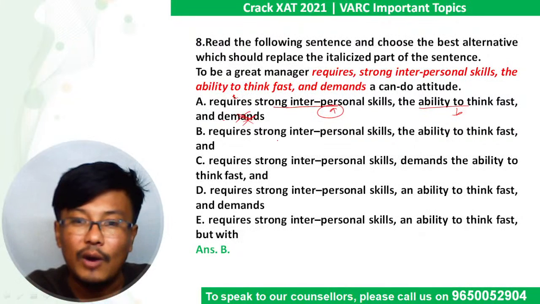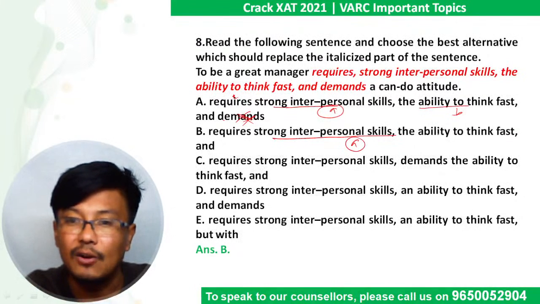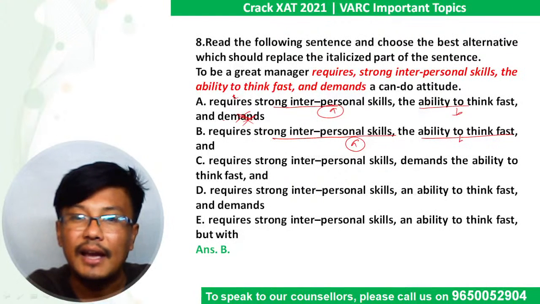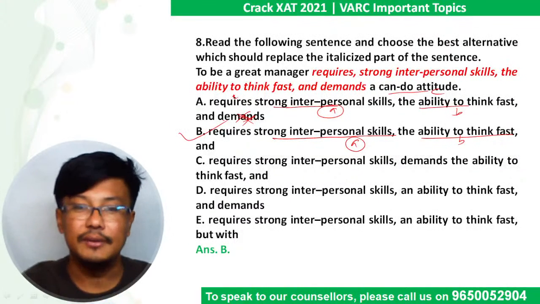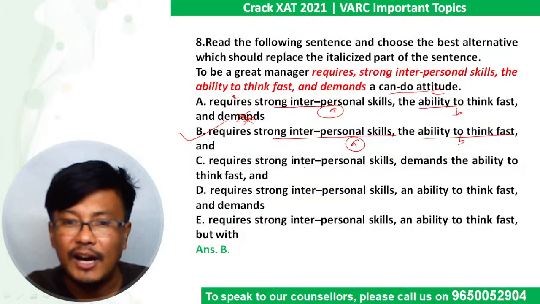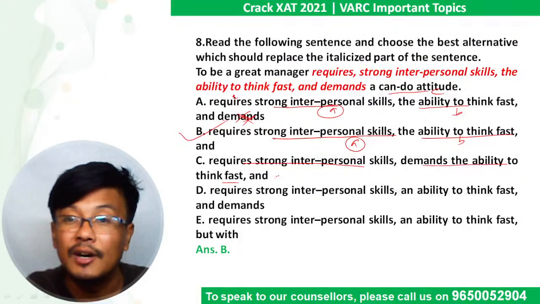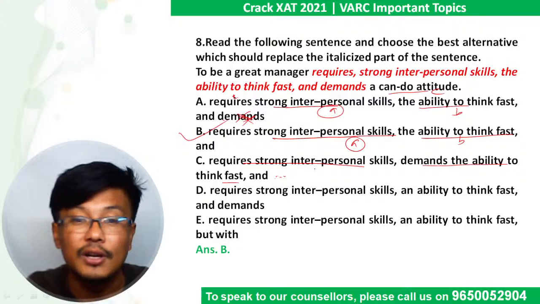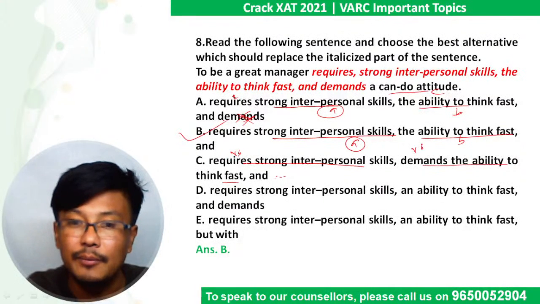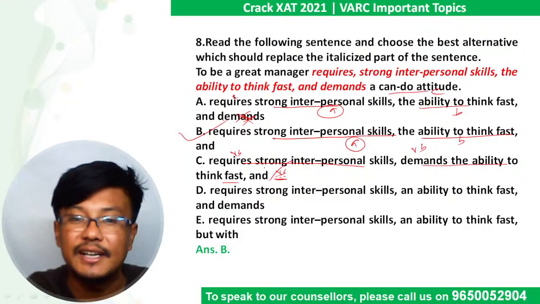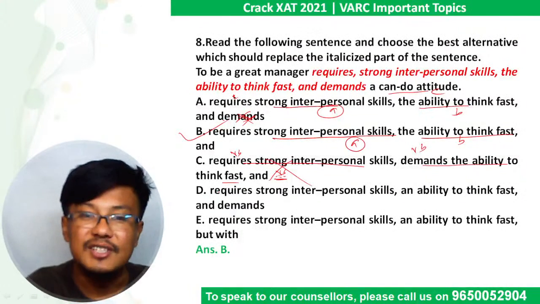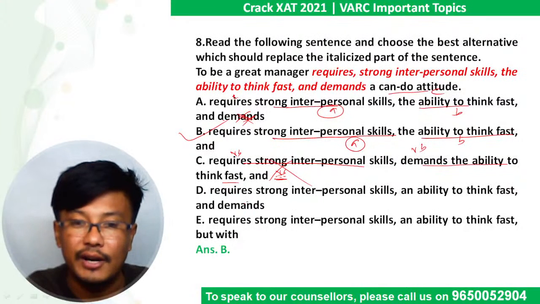So eliminate this. Now, requires strong interpersonal skills, A, requires the ability to think fast, B, and a can-do attitude. Now this is C here, which means the correct answer is B, right? Look at C: requires strong interpersonal skills, demands the ability to think fast. Now if this were correct, you require a verb again here. Demands the ability to think fast and a can-do attitude. No, there is a verb here. So here also you need to have a verb, which is missing. So you need to take it out. Right. So D is wrong for the reason that if you have already requires here, you cannot use demands.